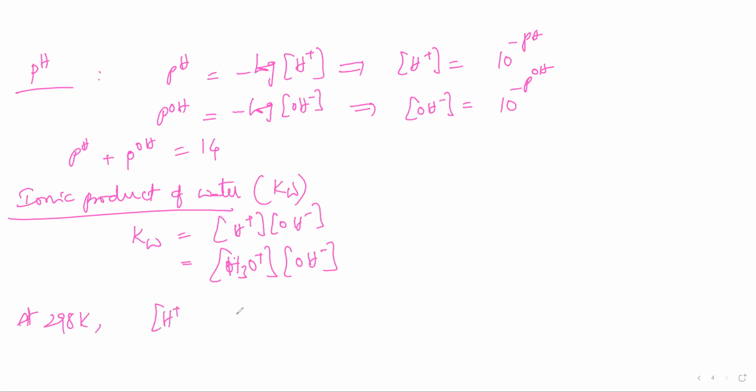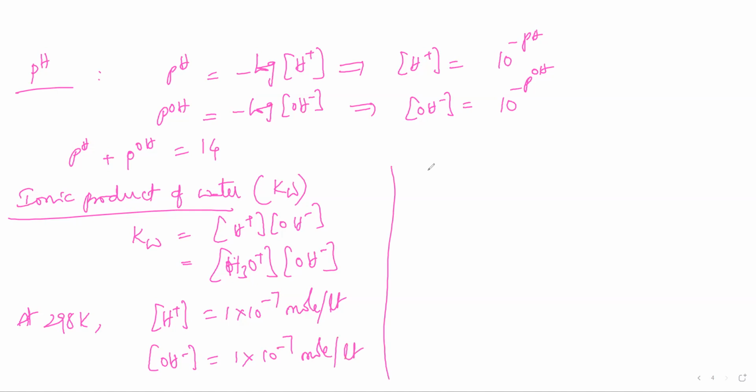concentration of H plus ion is equal to 1 into 10 power minus 7 moles per liter. Concentration of OH minus will be equal to again 1 into 10 power minus 7 moles per liter. And finally, Kw value will be equal to 1 into 10 power minus 14 mole square per liter square. So this is about Kw.